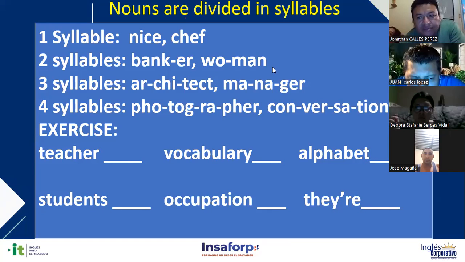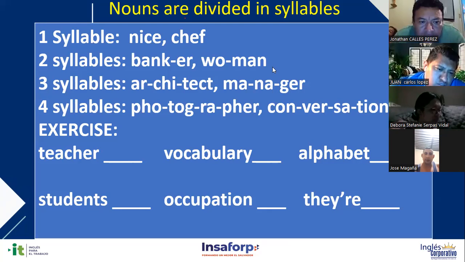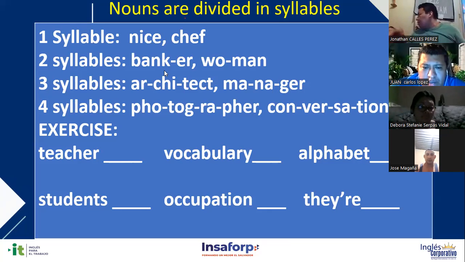Students. Deborah? Students. Two syllables. That's correct. Students. Only two syllables, right? Good. Now, JC, please. How many syllables do we have in occupation?